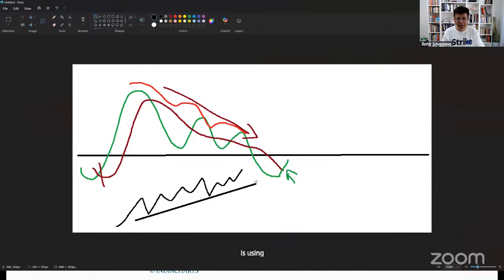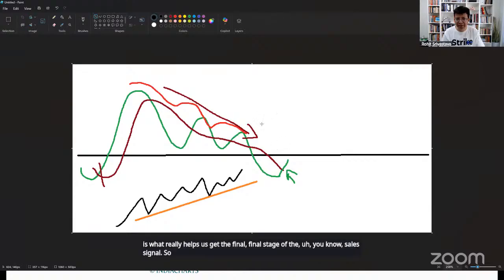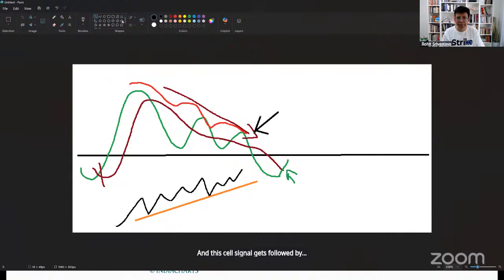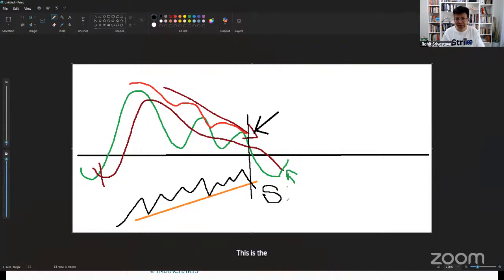What we find useful there in terms of trend confirmation, and this is something almost everybody would know, is using either a trend line or a moving average. A trend line or moving average break to confirm the momentum reversal is what really helps us get the final stage of the sell signal. So when you get this sell signal, and this sell signal gets followed by an actual price break over here, this is the actual sell or exit.